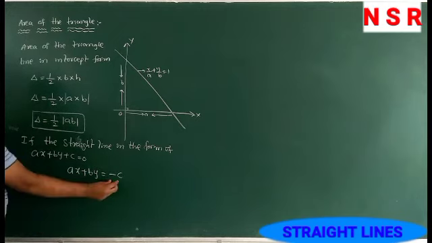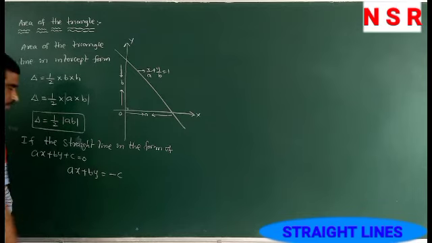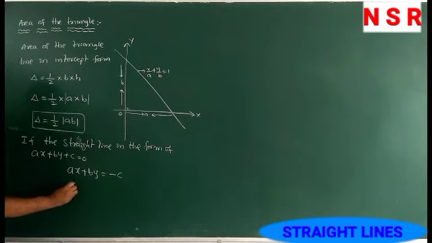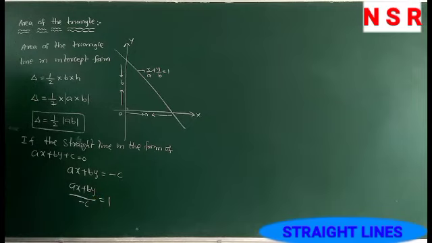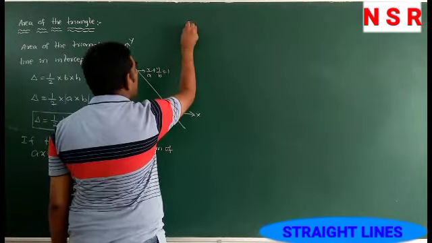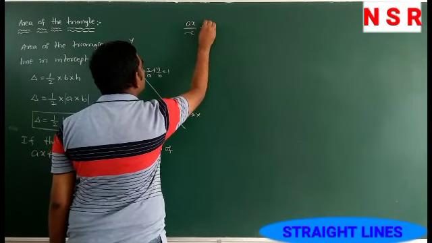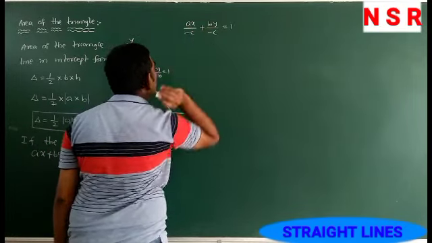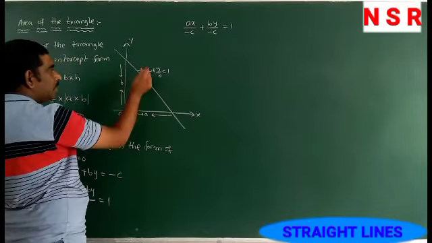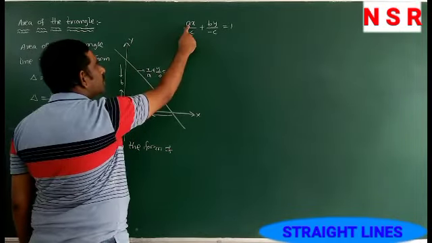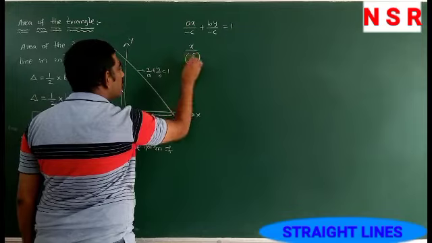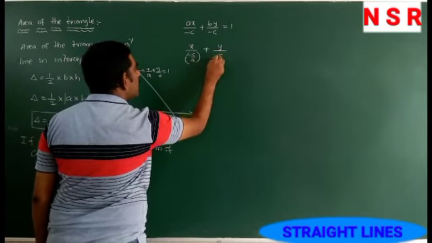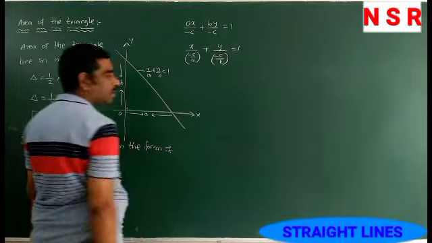After minus c, we move it to the denominator, and here we get 1. Why? Because in the intercept form, after the equals sign we have 1. So c moves to the denominator: ax plus by by minus c equals 1. Now it can be written as ax by minus c plus by by minus c equals 1. Now the intercept form is x by a, so the x coefficient a moves to the denominator, and it becomes x by minus c by a plus y by minus c by b equals 1.